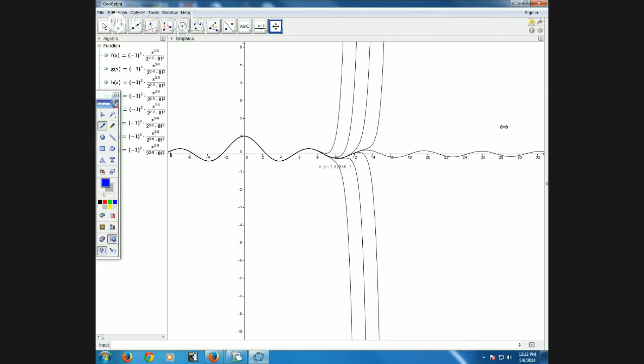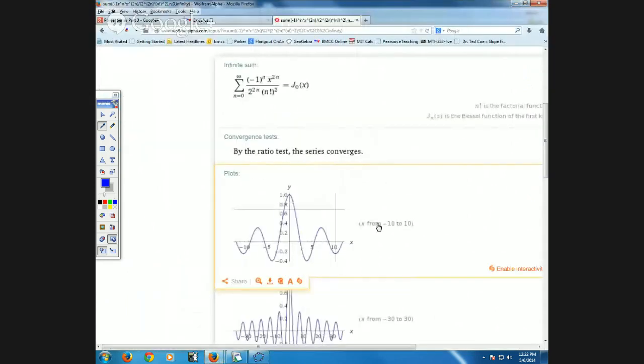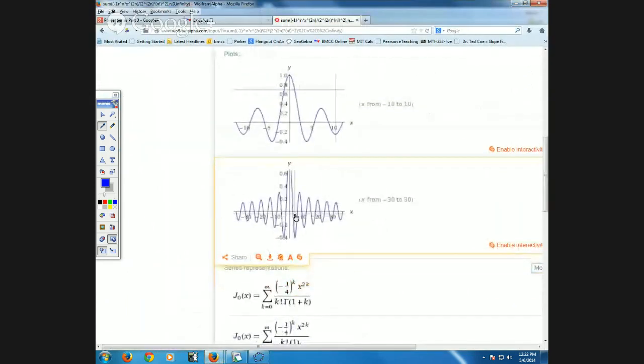GeoGebra can't seem to handle looking out farther, it's dying. Maybe Wolfram Alpha can show me more. Yeah, Wolfram Alpha shows a better view here. So it's going to be dropping over time. And eventually, if we took the limit of the function, not the ratio test, that's totally different, but the limit of the function, looking at the amplitude, we see that the amplitude is going to go to 0 over time. But it's going to take forever to do so.